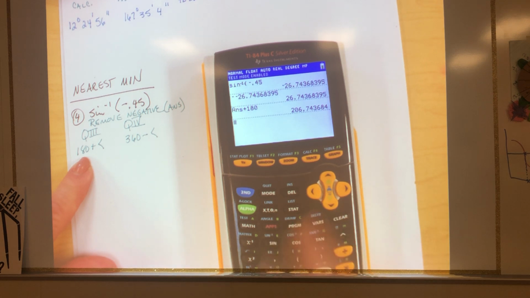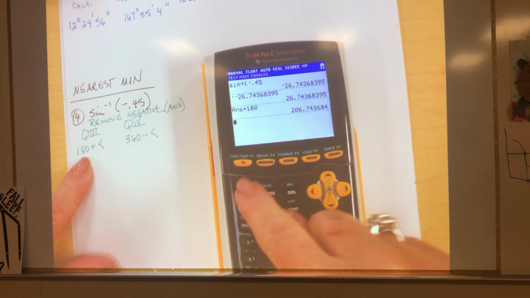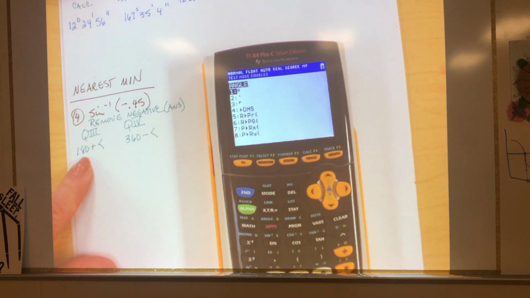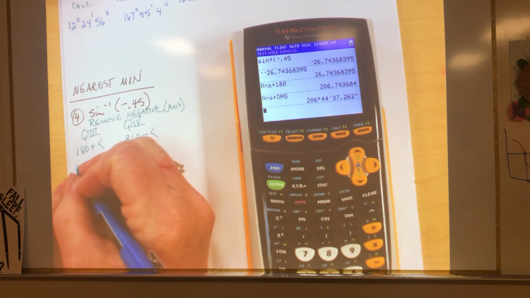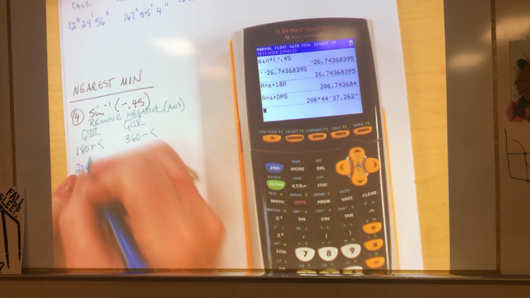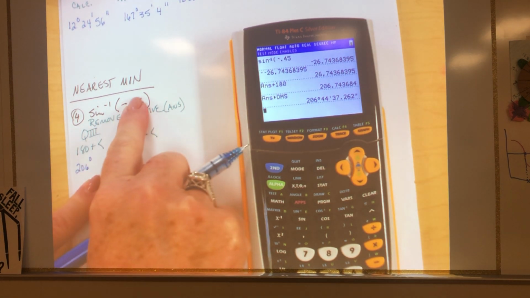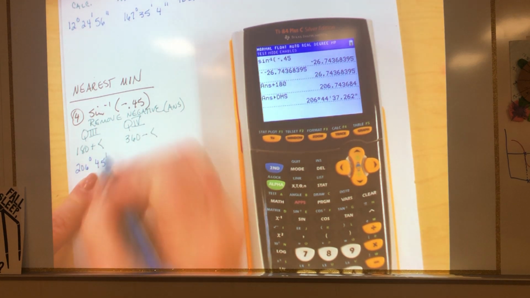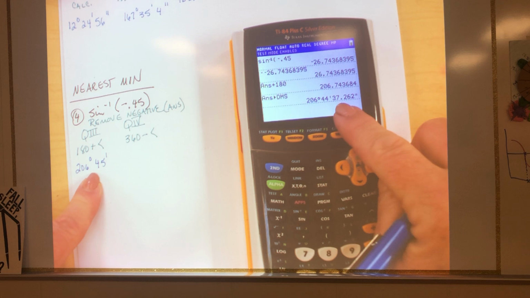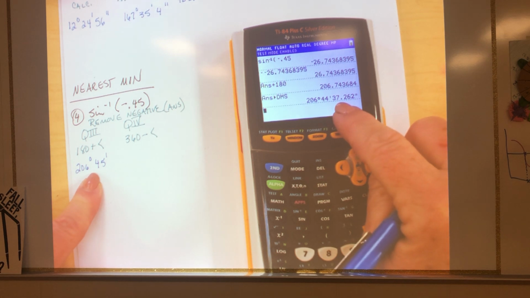I'm going to put it in degrees, minutes, and seconds. So I'll go second and angle. Choose number four. And here's my answer, all right? So it's 206 degrees and how many minutes? Because I'm asking you to round to the nearest minute. 45, very good. Okay, 45, why? Because 37 is more than half. There's only 60 seconds in a minute.